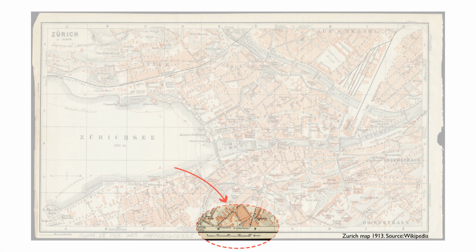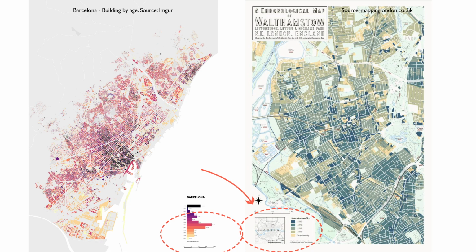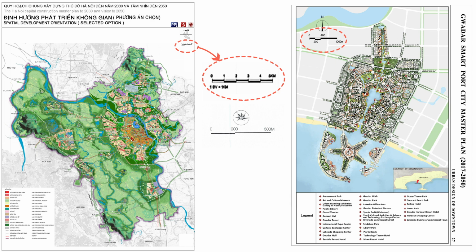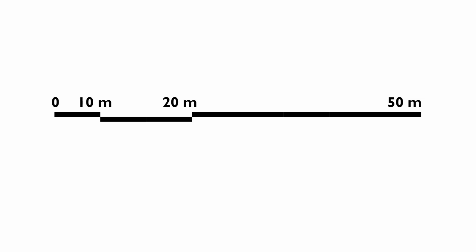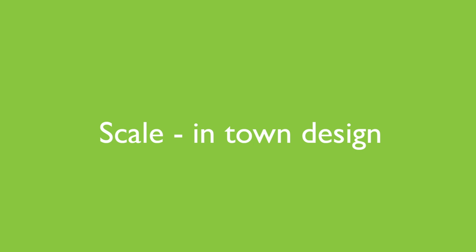In any map, especially in urban development master plan, you often see something like this at the corner, or something like this. It's a scale. It helps the viewer understand the real size of everything in the drawing. Scale in town and city design are used a bit differently in many countries. Here are some common use of scale.